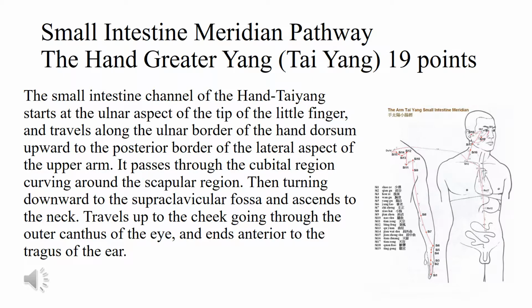Now, as far as crossing points, I always remember this one as kind of helpful: this is the small intestine, and I is 1 in terms of Roman numerals. As far as crossing points go, it's kind of the channel of 1s, because you might remember it enters GB and UB 1, crosses both those points. It also crosses GB and UB 11.